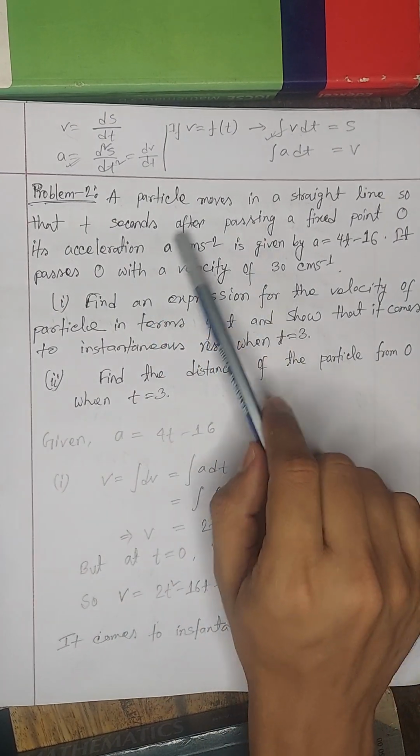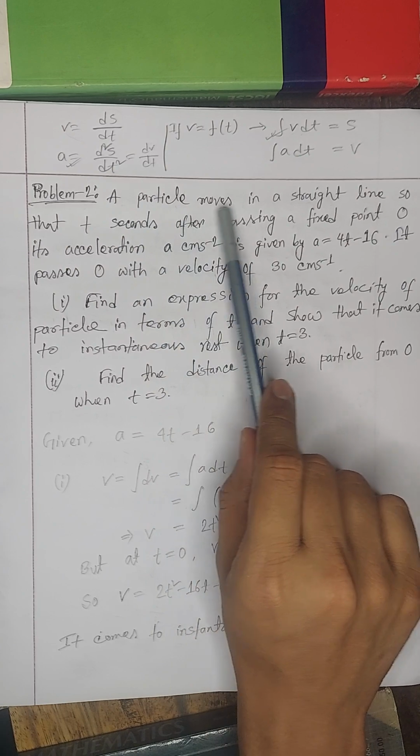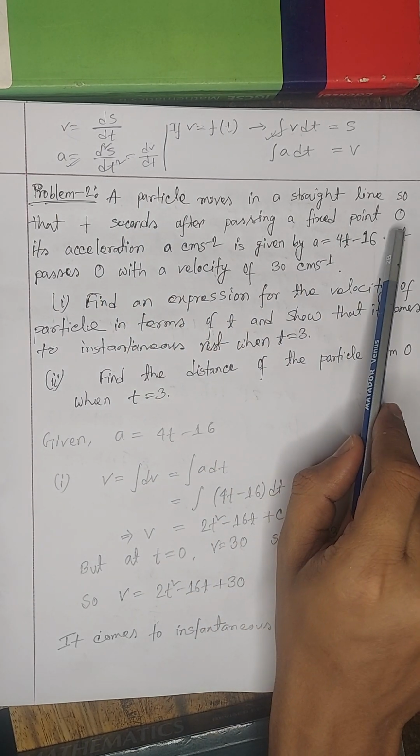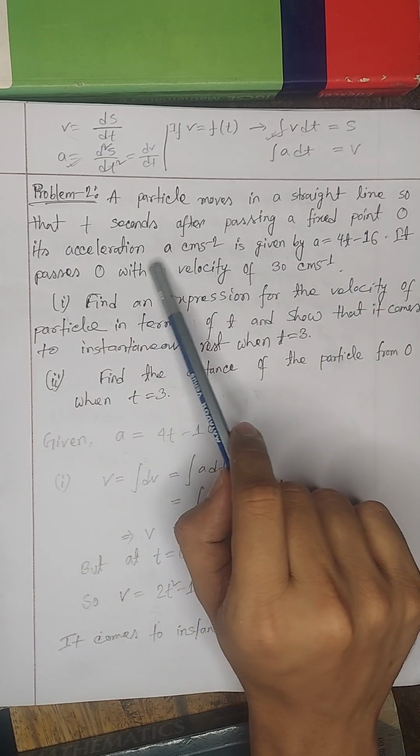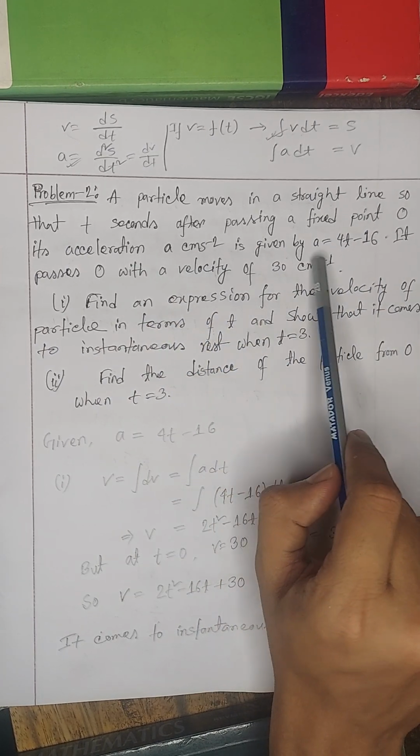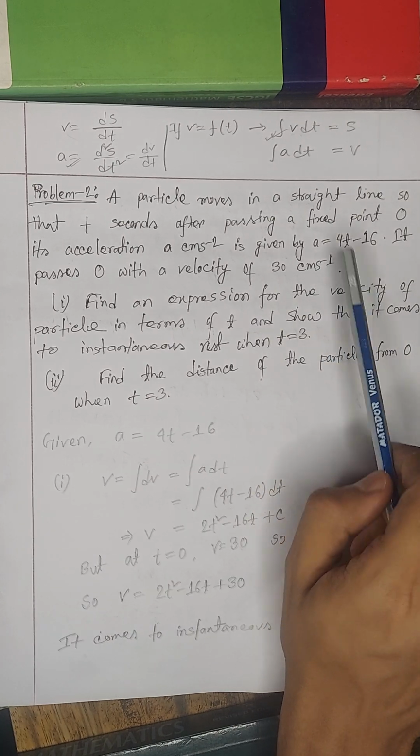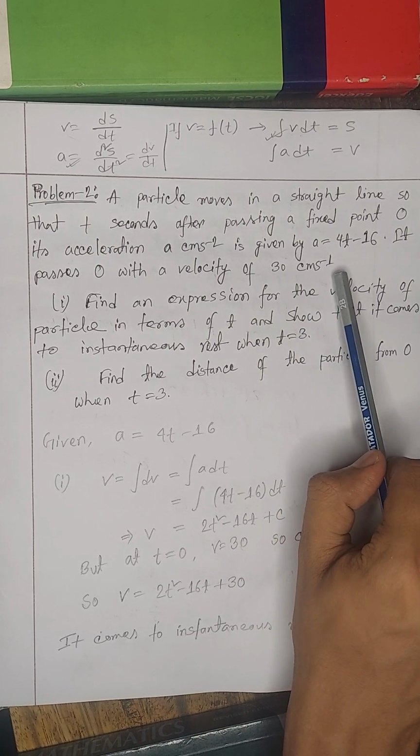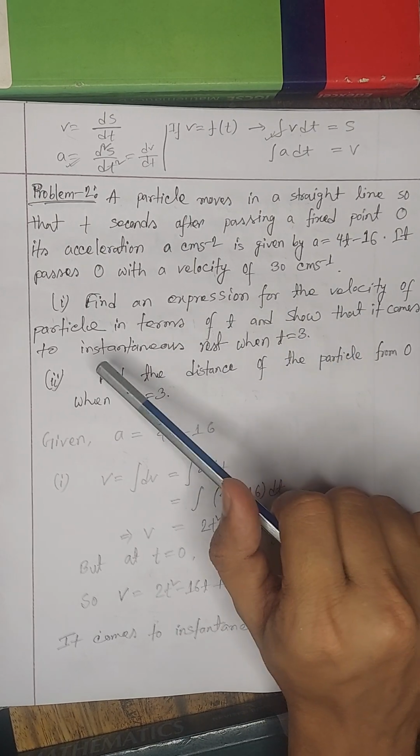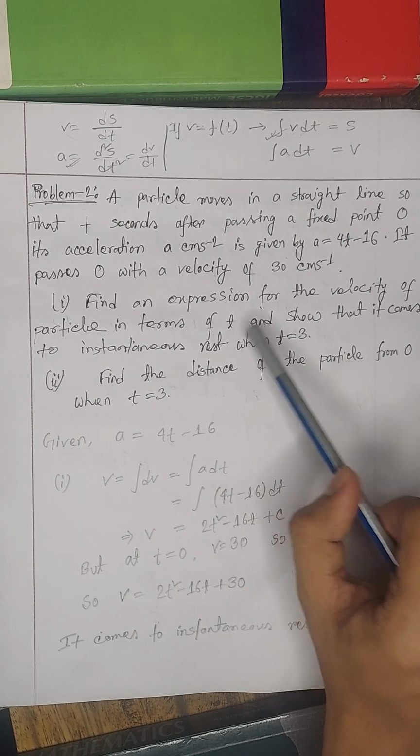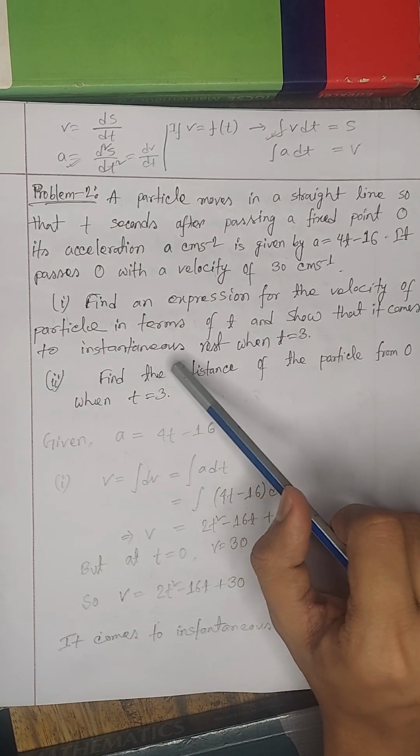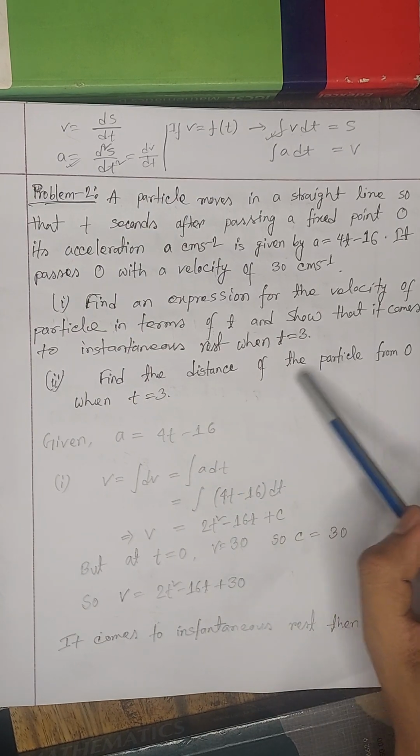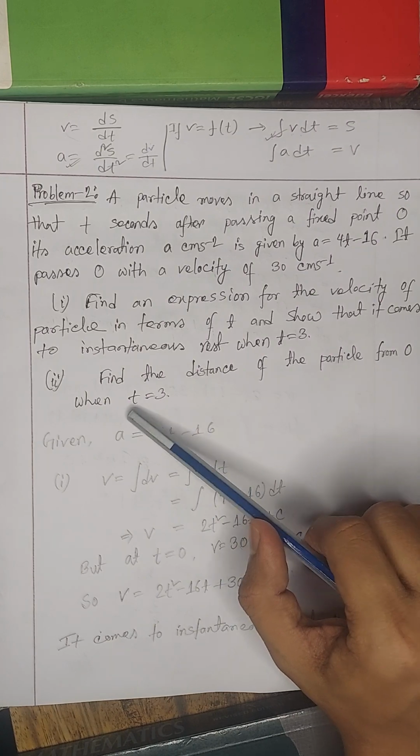So now come to the problem here. A particle moves in a straight line so that t seconds after passing a fixed point O, its acceleration a centimeter per second square is given by a is equal to 40 minus 16t. It passes O with a velocity of 30 centimeter per second. We have to find an expression for the velocity of the particle in terms of t, and we have to show that it comes to instantaneous rest when t is equal to 3. And also we have to find the distance of the particle from O when t is equal to 3.